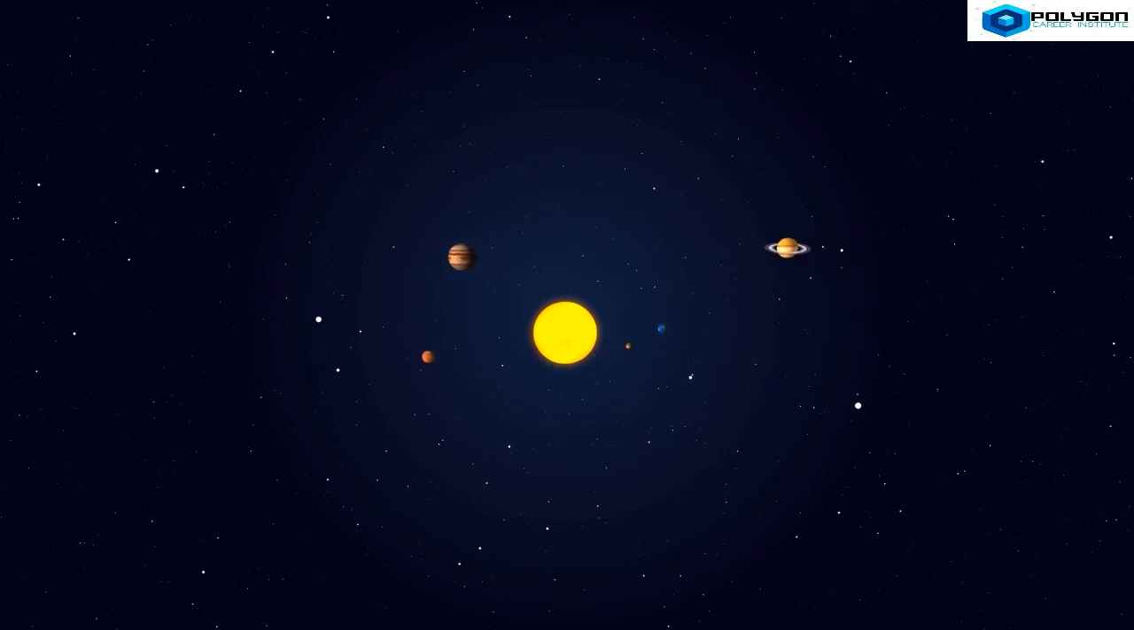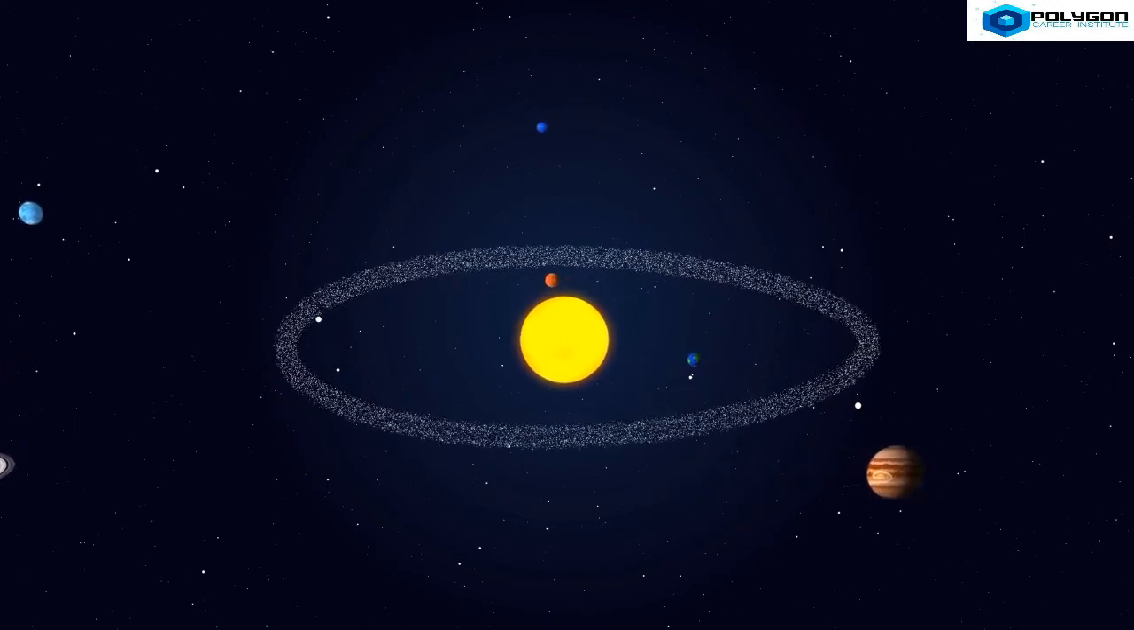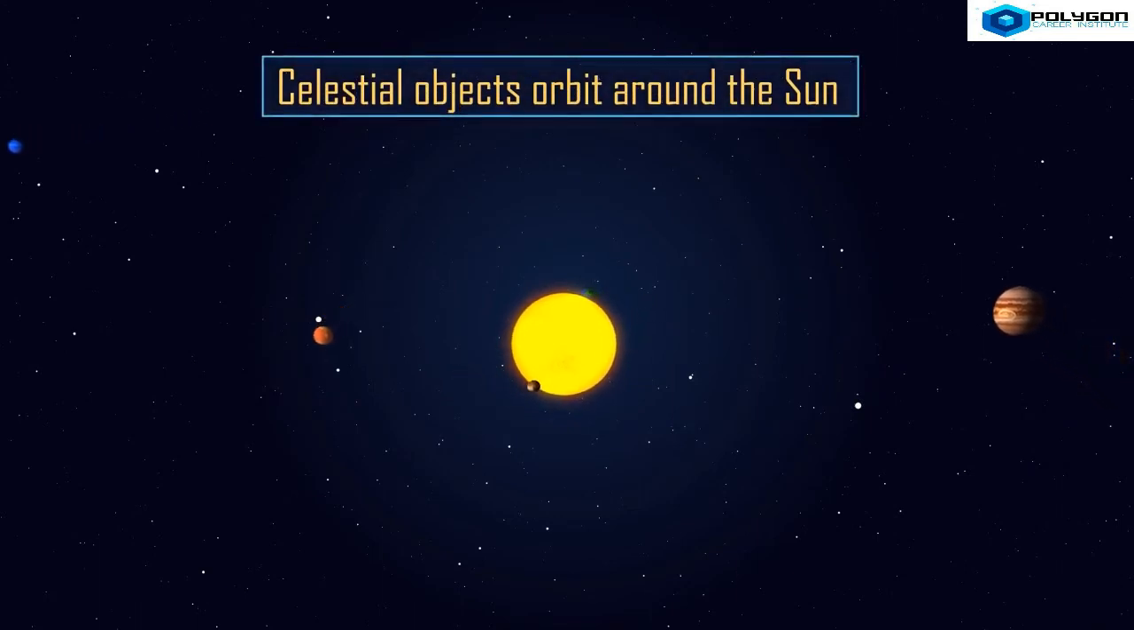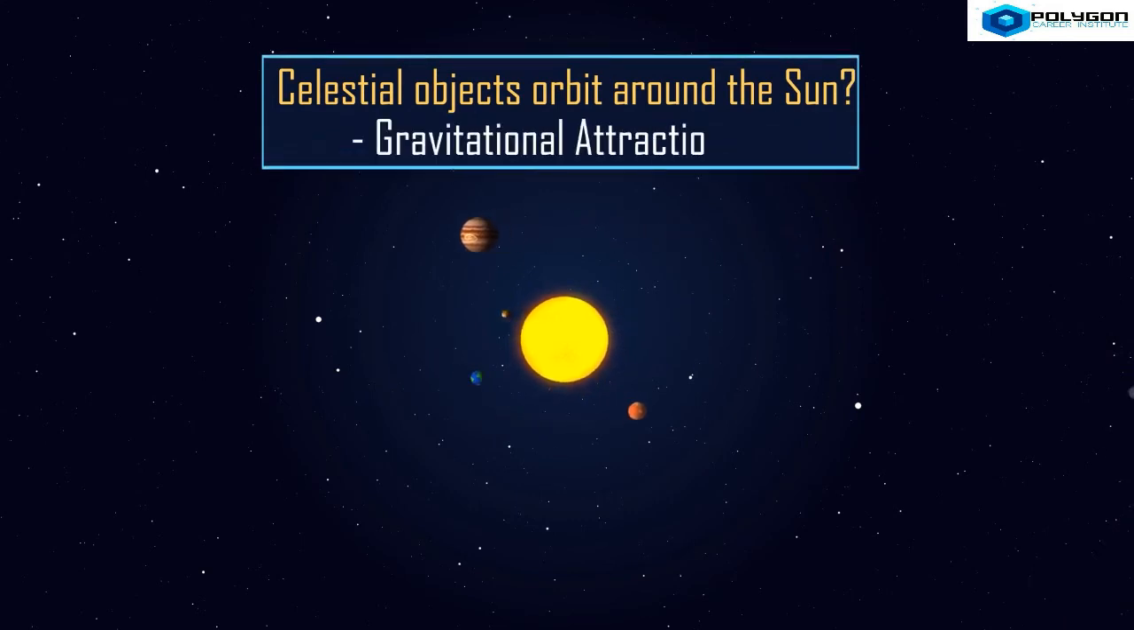So what are these things that work together? I think we mentioned in our past video about the space being occupied by celestial objects like planets, meteors, meteorites, asteroids, and stars like the sun itself. These celestial objects orbit around the sun. Why do you think that is the case? This is due to the gravitational attraction between the sun and the objects.